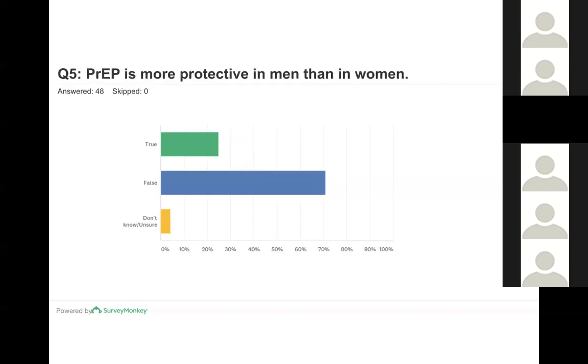Okay, moving on. PrEP is more protective in men than women. This is false. There has been no distinction between the efficacy of PrEP between men and women as shown by the iPrEx trial or any other trial that has investigated this. So oral PrEP is not necessarily more protective in men versus women. So this statement is false.